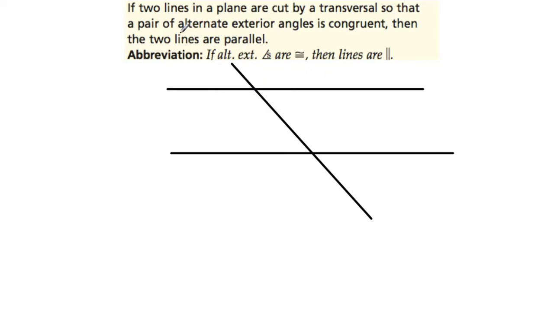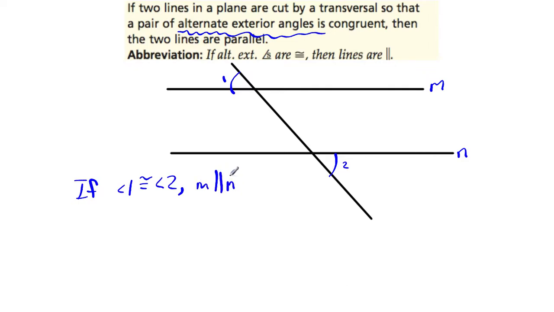However, if we see that a pair of alternate exterior angles are congruent, like this and this, we can say this is line M, this is line N, this is angle 1, this is angle 2. Then if angle 1 is congruent to angle 2, then M is parallel to N.